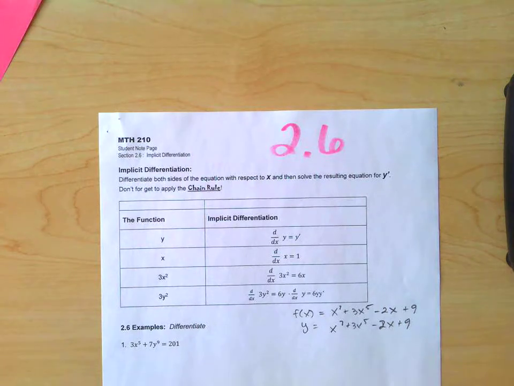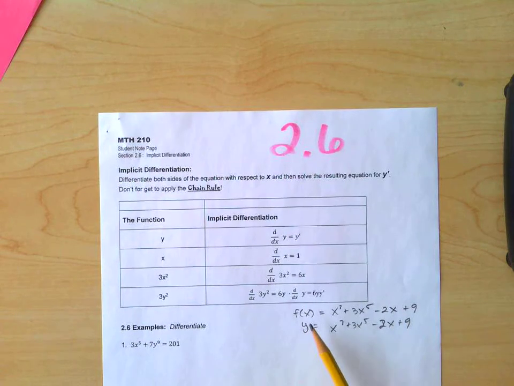All the examples we've done before were either written in this form with y equals, or written in this form with f of x equals, which is the same thing either way. It's just two different notations. What makes this example 1, 3x to the 5th plus 7y to the 9th equals 201, very different is that it's not solved for y.